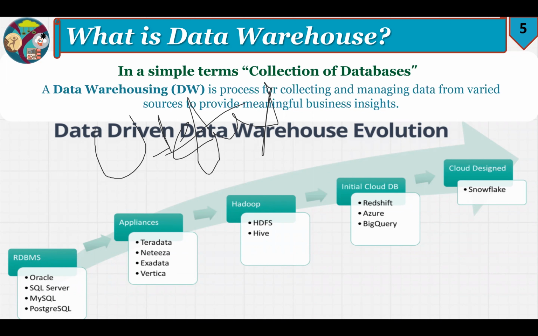So if we have some data and we want to store it in a particular place meaningfully, that place we call a database. If we are collecting information from many databases and putting it into a central repository, that area we call a data warehouse. Basically, a database is where we can store the day-to-day transactional data.